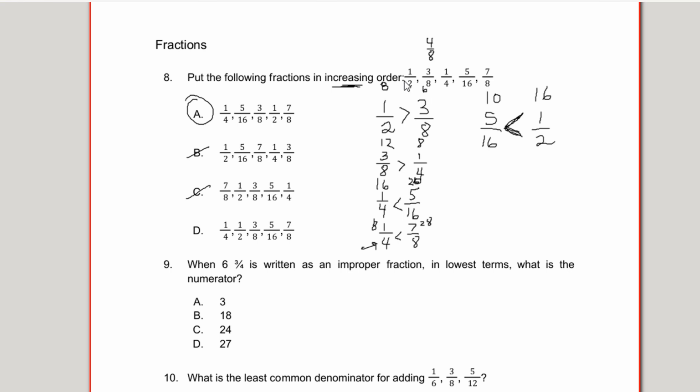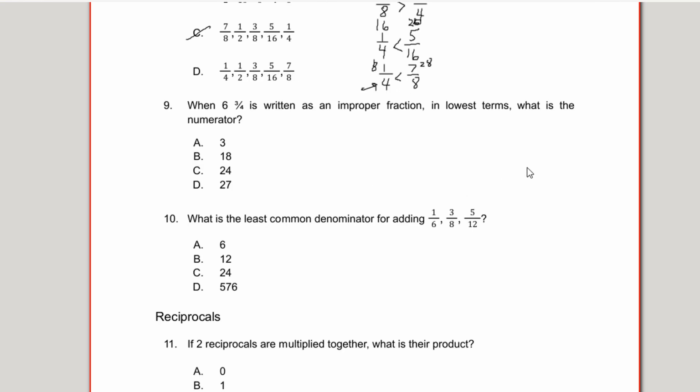Let's try question number 9. 9 says, when 6 3/4 is written as an improper fraction in lowest terms, what is the numerator? Several things we need to know.